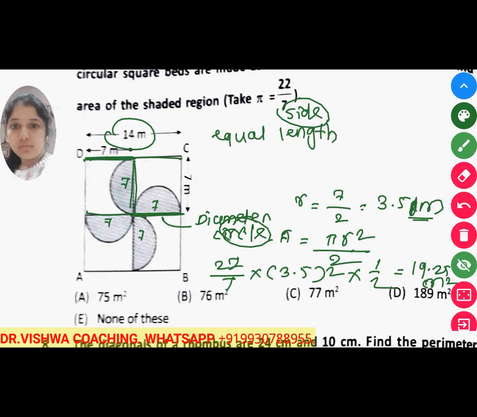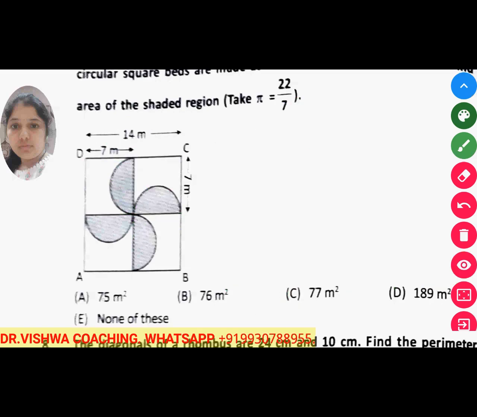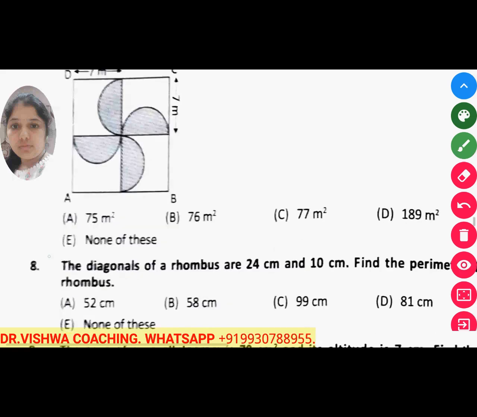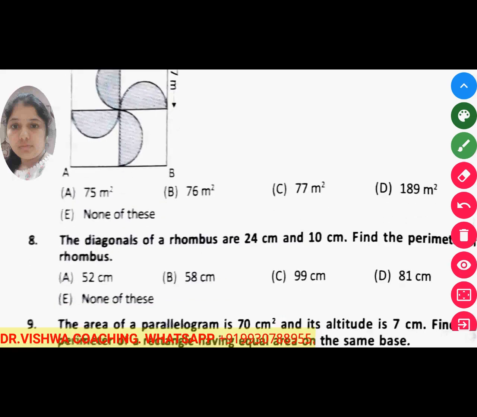Sorry, meter square. Okay, and this is the area of one semicircular portion which is shaded. Now multiplying it with 4, we get the value for all the shaded semicircular portions. So the final answer is 77 meters square. Okay, so it is a very simple example.